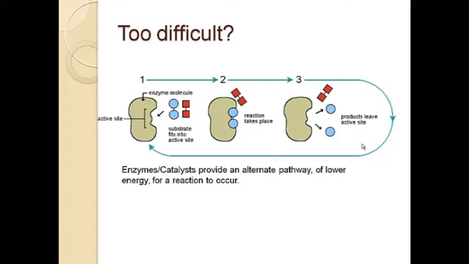After the reaction has taken place, and the products of the reaction leave the active site, another molecule for the reaction will come along and enter the active site. Enzymes or biological catalysts provide an alternate pathway of lower energy for the reaction to occur.